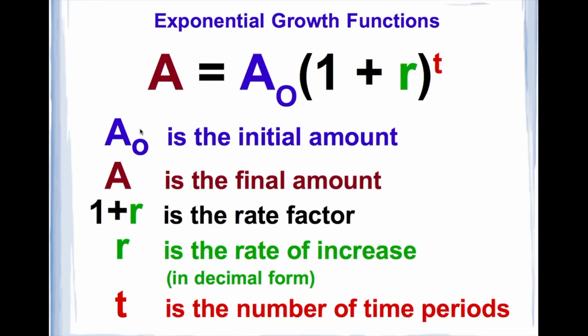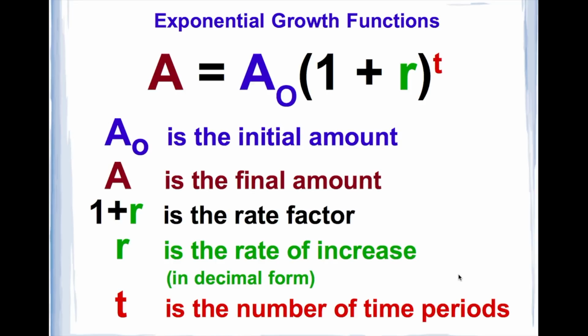Once again, a sub 0 stands for the initial amount, what you begin with, how much money or how many fish, etc. A is your final amount. 1 plus r is called the rate factor. That's what actually gets multiplied each time. The r itself is the rate of increase. It's usually given as a percent. It must be in decimal form in your formula or your equation. T stands for your number of time periods.